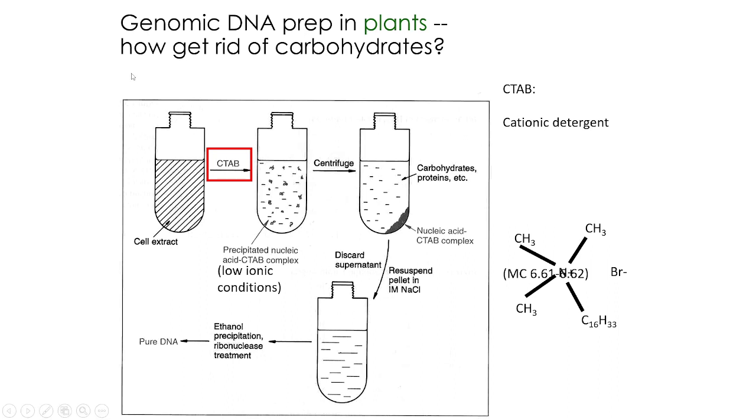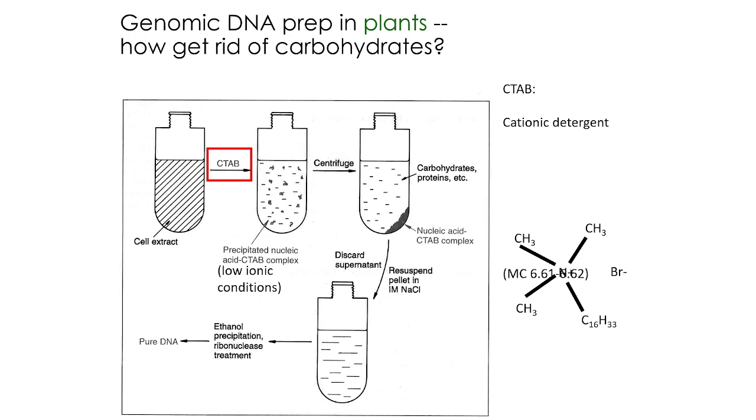Now the genomic DNA preparation in plants: how do you get rid of the carbohydrates? You use detergent molecules in low ionic conditions. So the precipitated nucleic acid CTAB complex is formed. In the solution or the supernatant, you have the carbohydrates and the proteins, and in the pellet you have the nucleic acid CTAB complex.